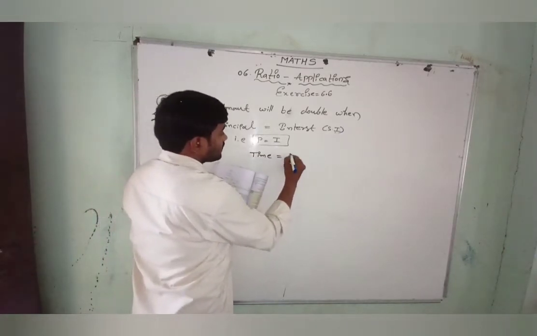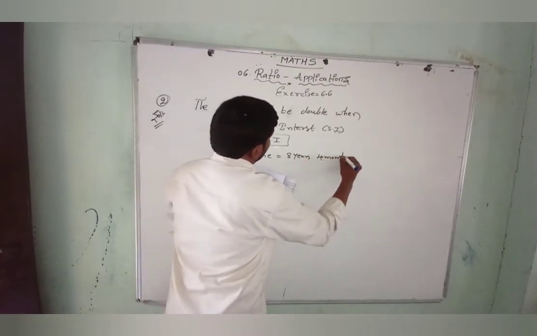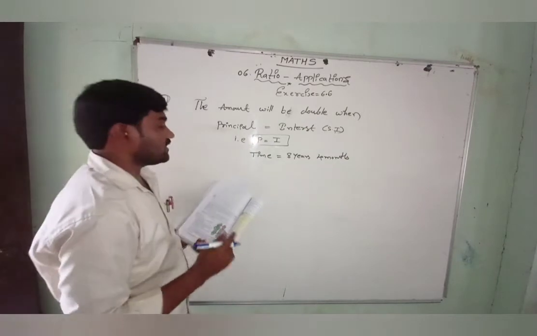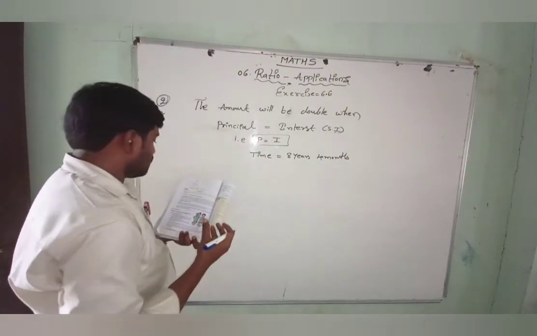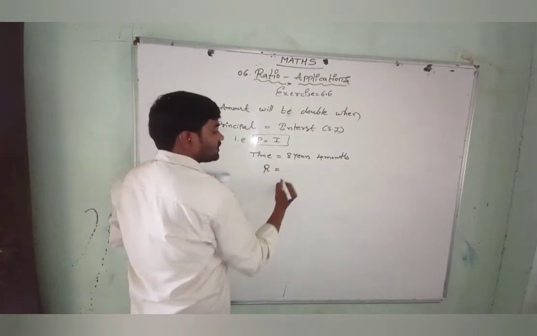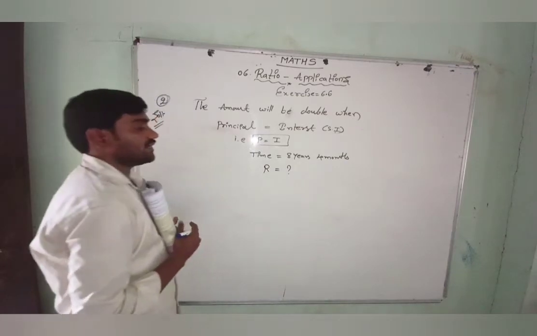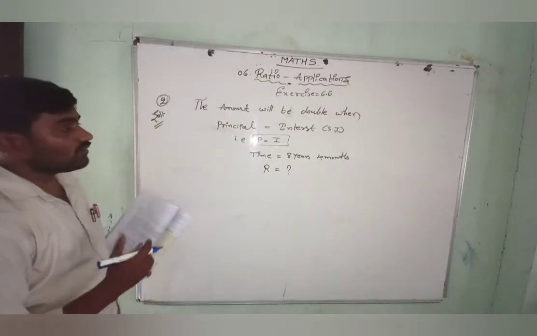In the question, time is given: 8 years 4 months. The time is given 8 years 4 months. So the rate of interest we need to find. What is the rate of interest? Rate of interest will be what? The R value we need to find out.